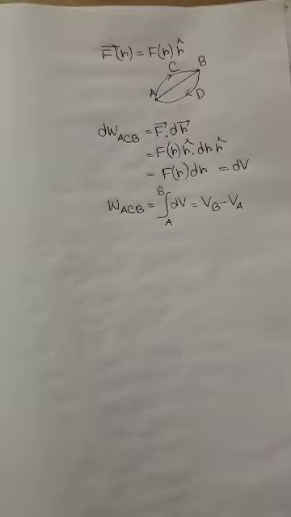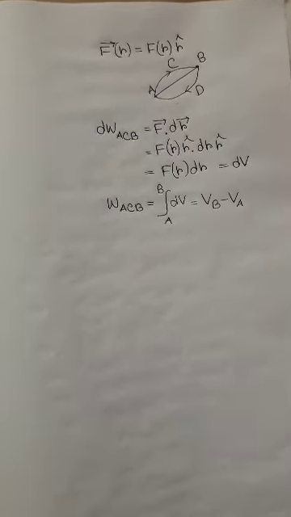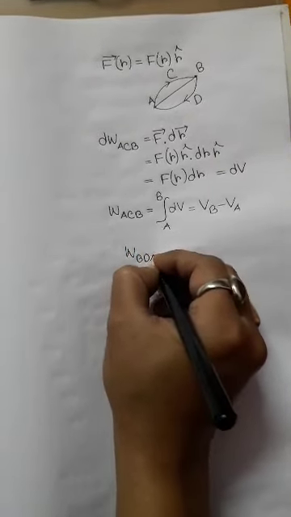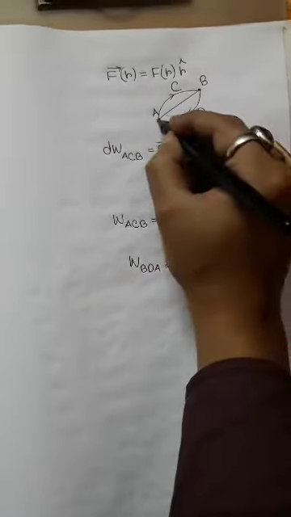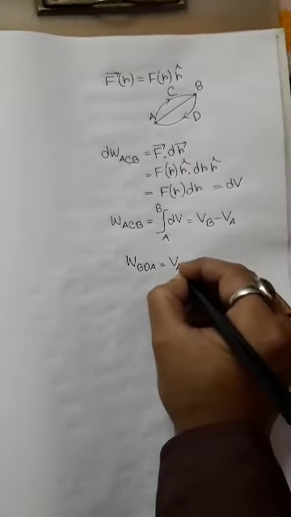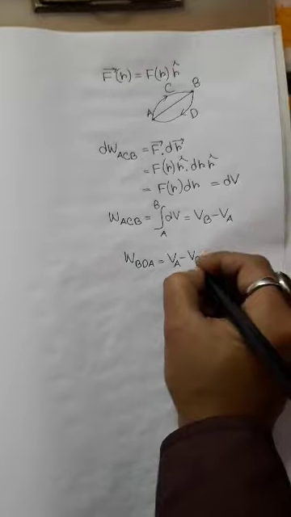Now similarly, we can write the amount of work done in taking the particle from B to A via the path BDA as W_BDA. This is simply B to A, that is, this is final and this is initial, that means Va minus Vb.